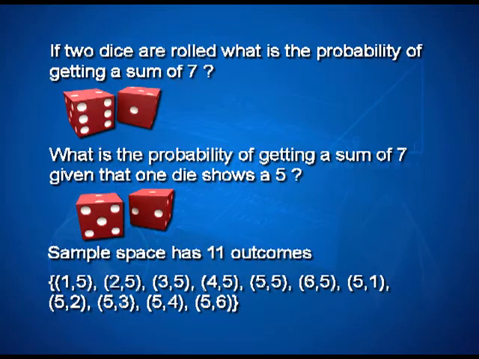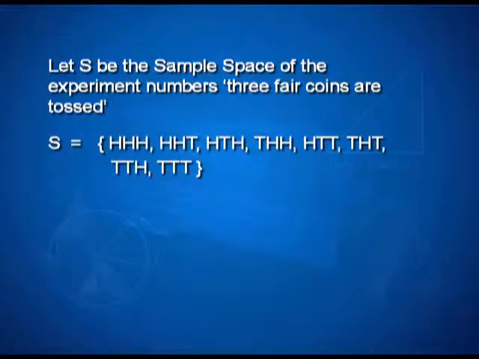We were given a condition that one of the dice shows 5, and then we were finding the probability of getting a sum of 7. Let us illustrate this further by taking another example. Suppose I consider the sample space of 3 fair coins tossed. We know that there are 8 possible outcomes.